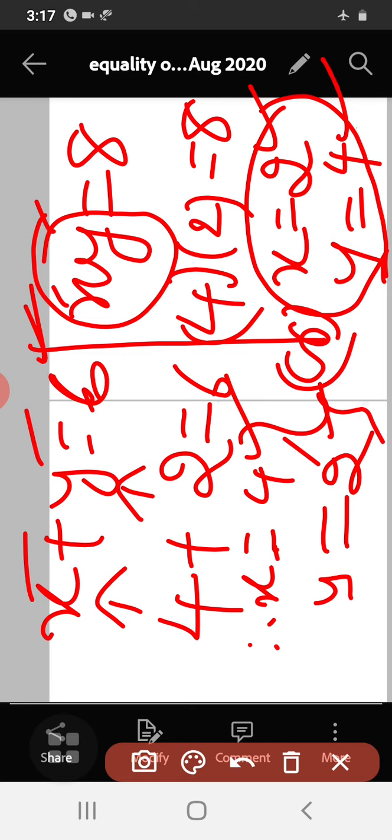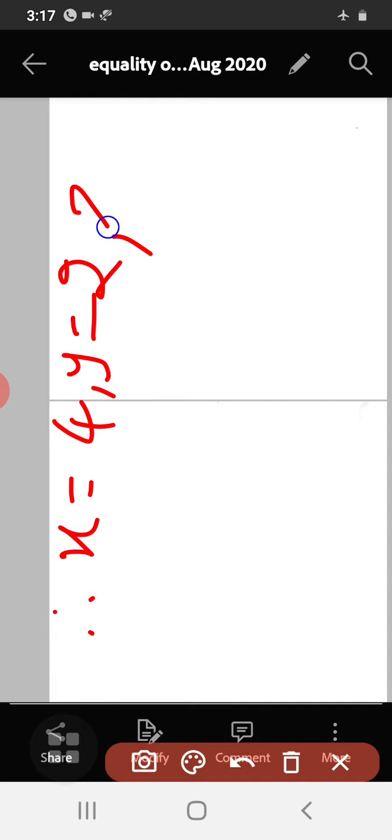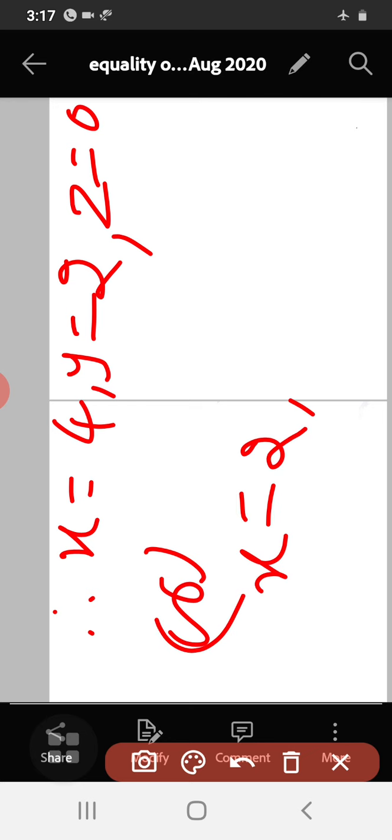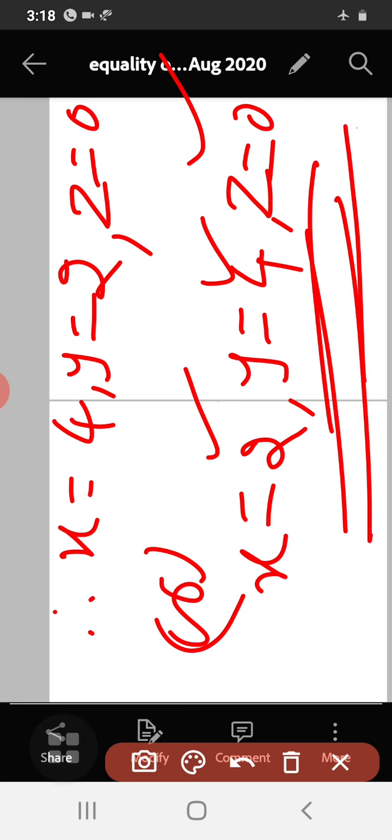So what are the final options for me here? So therefore x is equal to 4, y is equal to 2. So already we got the value of z as 0, or x is equal to 2, y is equal to 4, z is equal to 0. So this is the second problem. Okay, so this one is over. So how to verify whether these are the correct values or not? See here, problem ends here. So let me verify it.